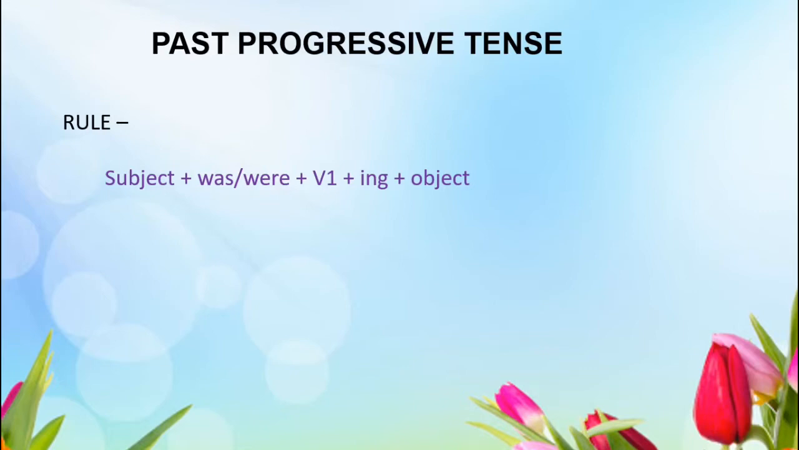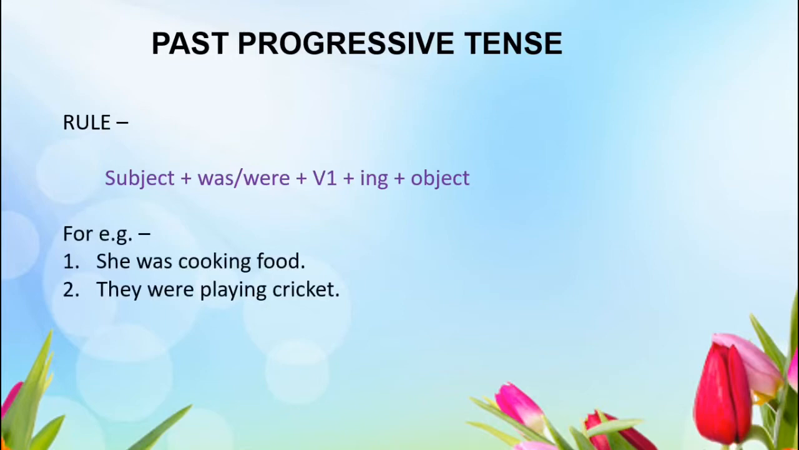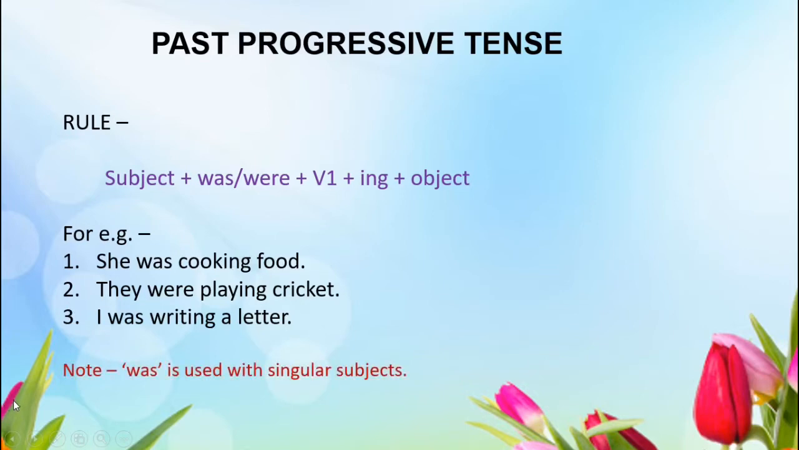Let's see a few examples. She was cooking food. They were playing cricket. I was writing a letter. As we can see, in all the three sentences, the first form of the verb is used along with ing. It is also important to note that was is used with singular subjects while were is used with plural subjects.